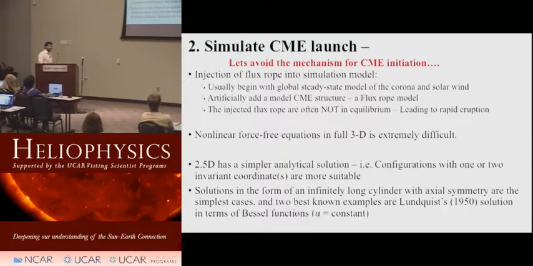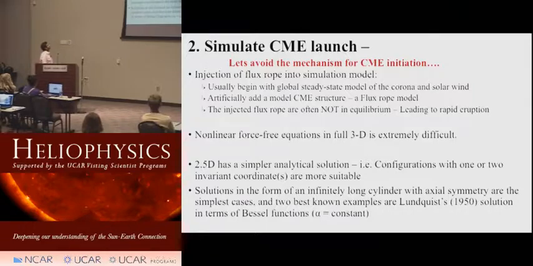Okay. So in summary, let's avoid the mechanism of CME initiation. There's lots of them. Let's just assume that we know what's happening. What insights can we now get, just assuming that the initiation problem is fine? And so what we can go with is looking at it from different perspectives.